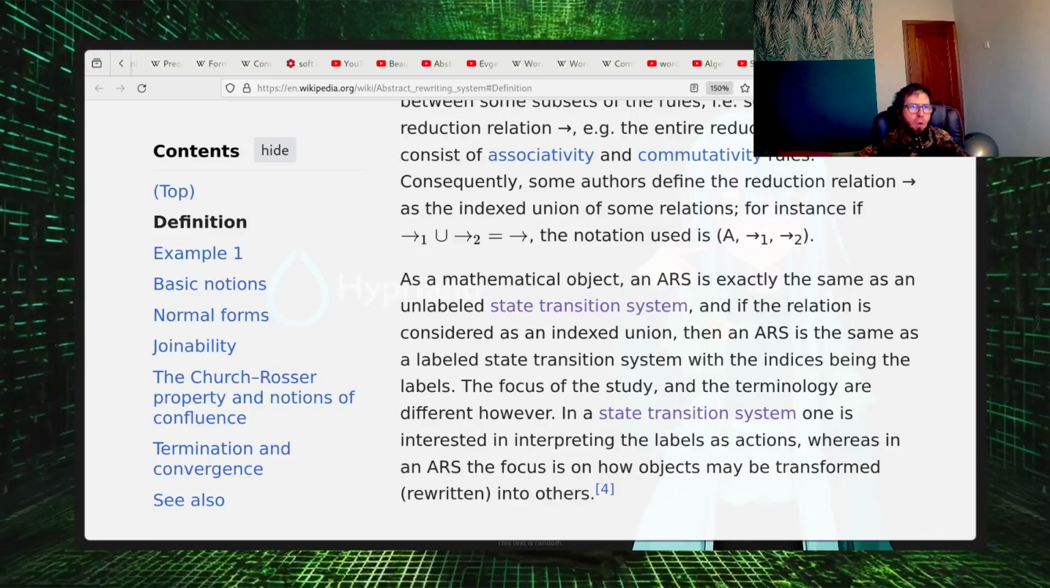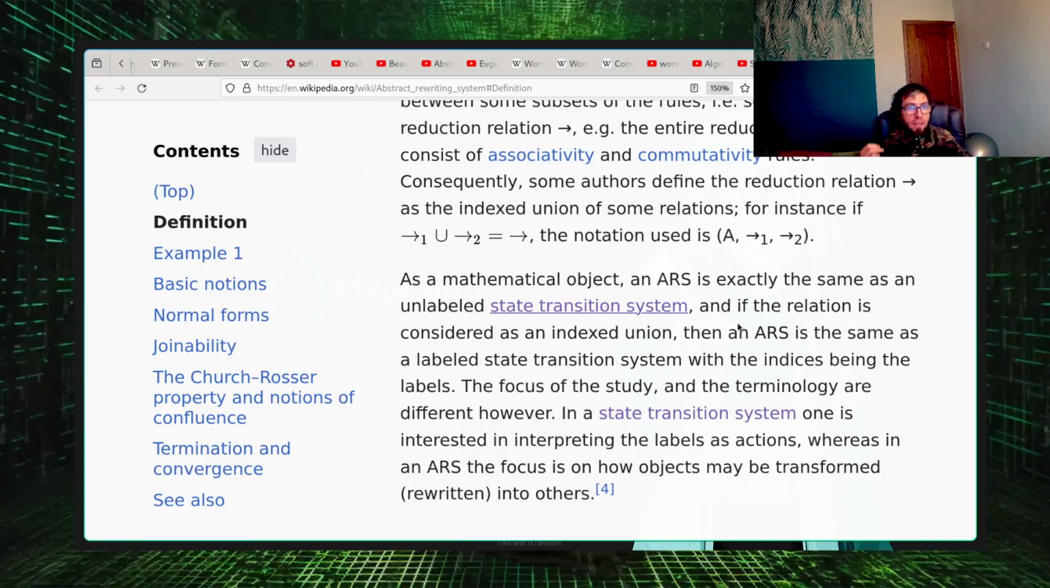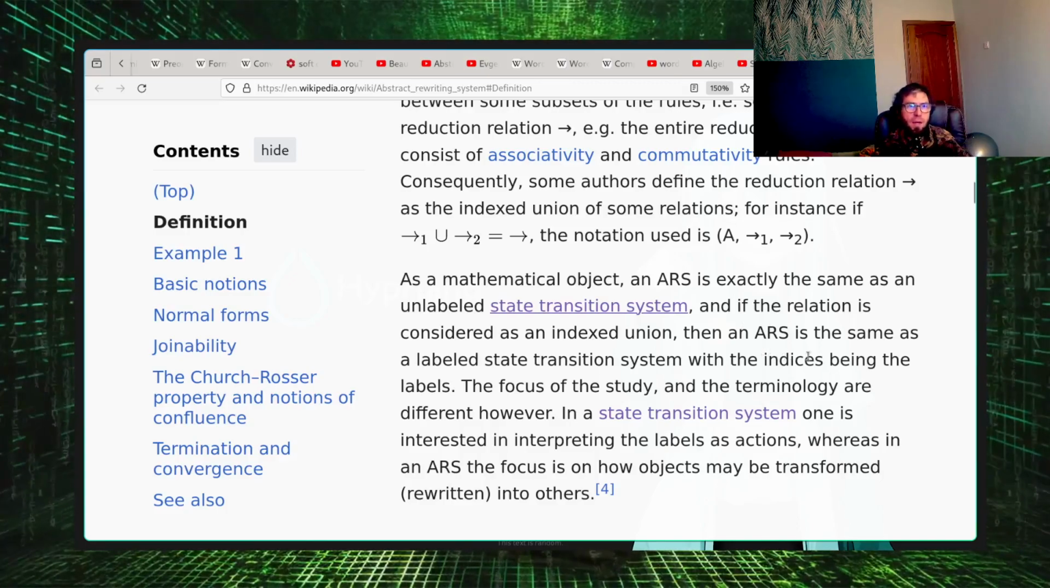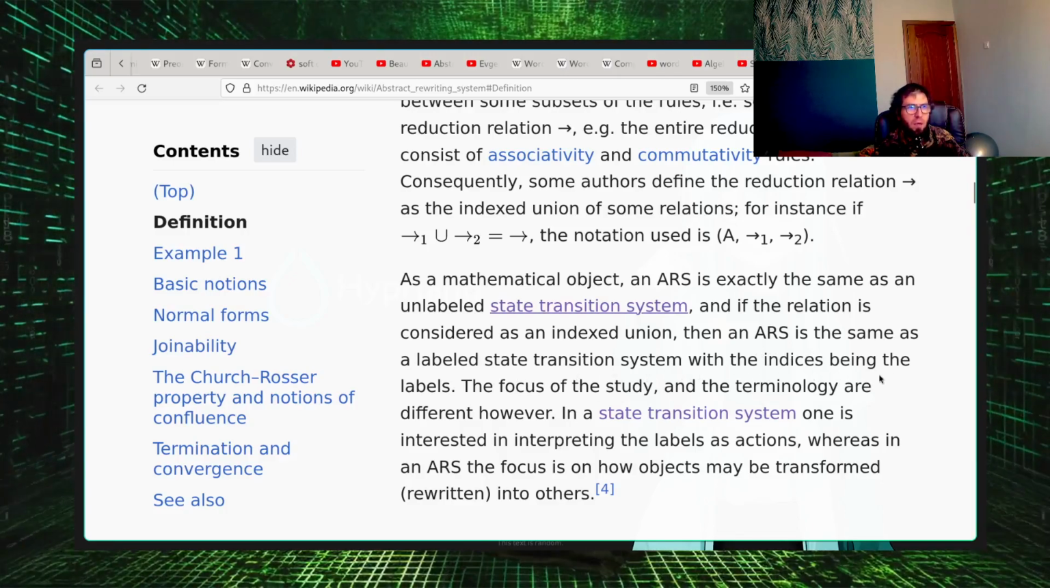As a mathematical object, an ARS is exactly the same as an unlabeled state transition system, and if the relation is considered as an indexed union, then an ARS is the same as a labeled state transition system, with the indices being the labels. The focus of the study and the terminology are different, however. In a state transition system, one is interested in interpreting the labels as actions, whereas in an ARS, the focus is on how objects may be transformed or rewritten into other objects.